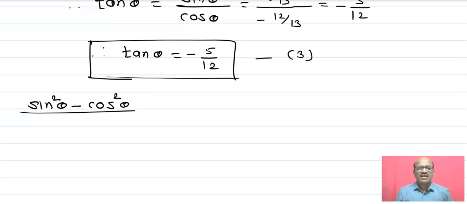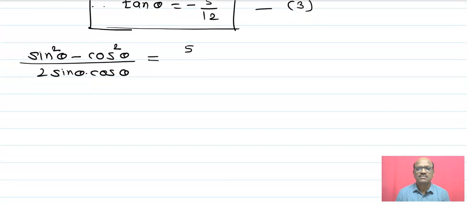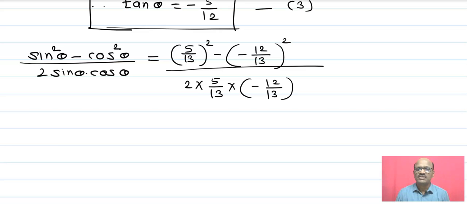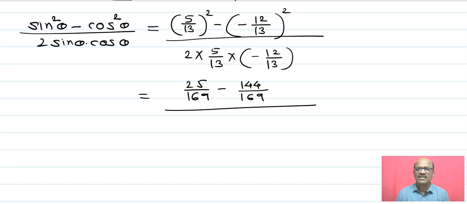Now, next is sine square theta minus cos square theta upon two times sine theta into cos theta. Substitute the values and simplify. That is (5 upon 13) square minus (minus 12 upon 13) square, upon 2 into (5 upon 13) into (minus 12 upon 13). That comes to 25 upon 169 minus 144 upon 169, and the multiplication in the denominator is minus 120 upon 169.